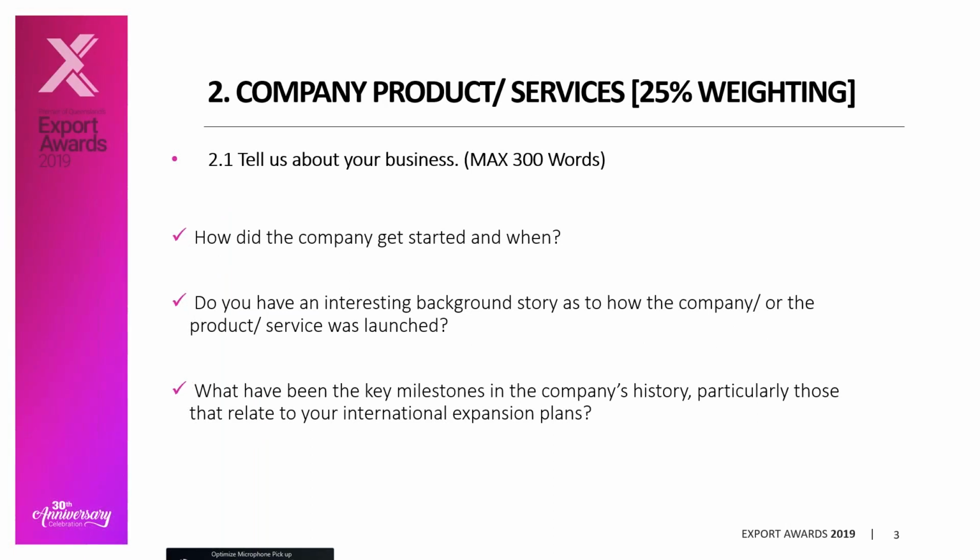So, the first question with a weighting, company products and services, it's a 25% weighting, so it's a bit of a big deal. 2.1, tell us about your business. Maximum 300 words. I know it's not a lot, so you've really got to be concise. But what judges want to hear about, they love the story about how you got started, okay? So think about how your company, product or service got started and really define the company's international competitive advantage.